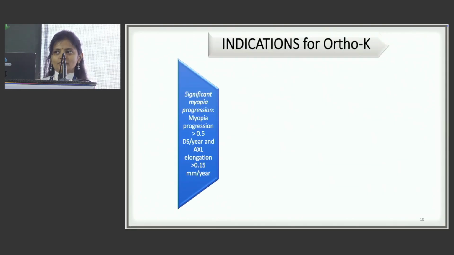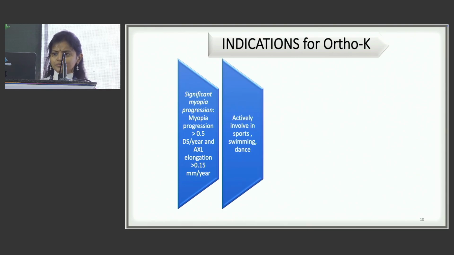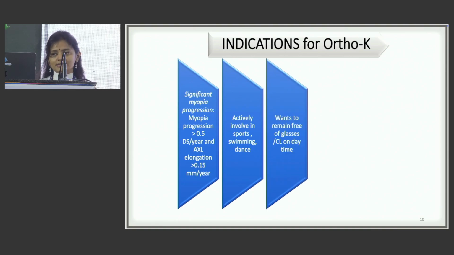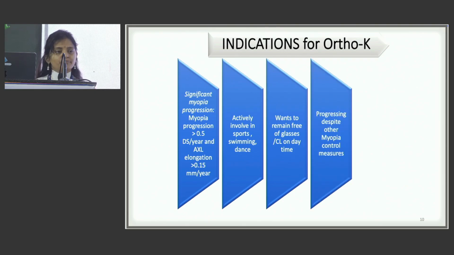So what are the indications for ortho-K? I think I've already discussed where there's a significant myopia progression. The first speaker already told us about what is significant myopia progression, anything more than 0.5 diopter. You can also consider it in children who are very, very active, for example, in sports, swimming, or they may be dancers. They do not want to wear spectacle lenses, and they do not want the hassle of wearing a contact lens and having some dust in the eye, etc. So again, in such children, it is an excellent option.